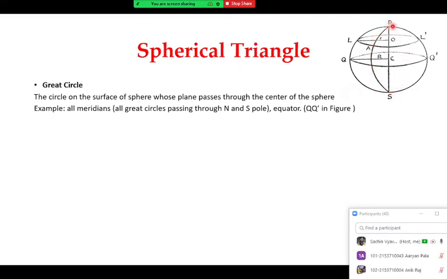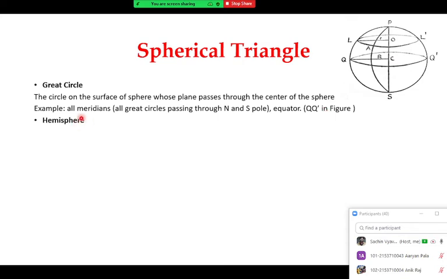Actually, there is another backside. There is also the arc of the circle. So PA is one of the meridians. Not only that, PQ dash S. So actually PQS Q dash P is also one of the meridians here. And all meridians are also great circles, and all equators are also great circles. Now the hemisphere.